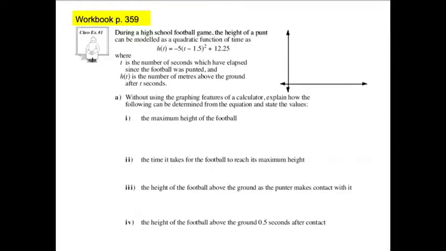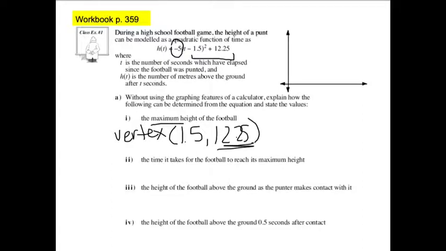Now you remember, maximum refers to the y of your vertex. In this case, because this is negative, we know we have a maximum rather than a minimum. Your vertex is going to be right here. So I'm just going to write that out. Your vertex appears to be 1.5 and 12.25. Okay, the y of your vertex is going to be your maximum. So this is telling us that the maximum height of the football is 12.25 meters.